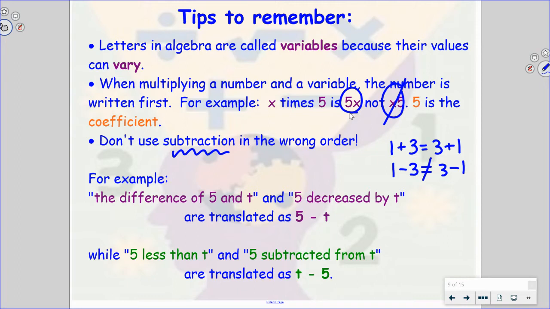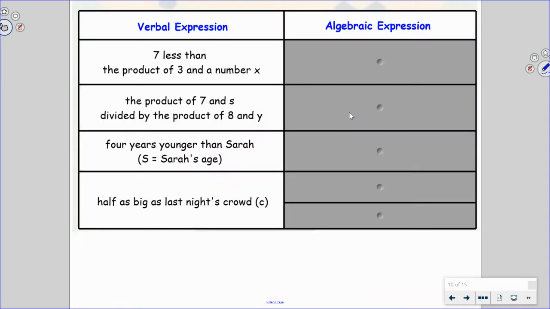But be careful for phrases like 5 less than t, or 5 subtracted from t. Again, ask yourself, what is it we start with? Oh, 5 less than what? What do we start with? We start with the mystery value, and then we subtract 5. Order matters when it comes to subtraction.